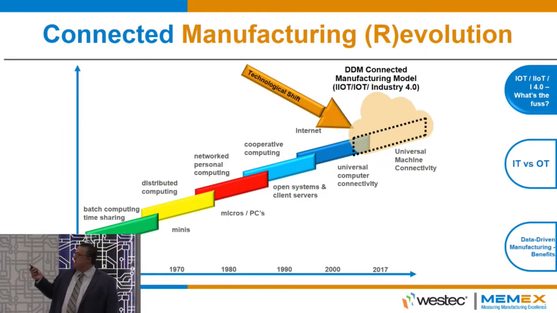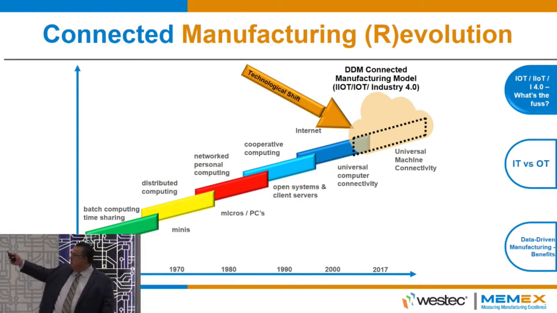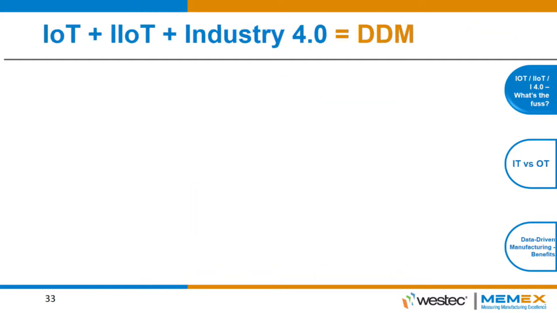So we're at a connected manufacturing revolution here. Computing started on the far left. But where we are right now is where the business runs on the network and a universal machine connectivity model, okay? We choose to call this data-driven manufacturing rather than IoT, because I think people understand that term a lot better than they do the industrial Internet of Things. What exactly does that mean? Data-driven manufacturing means exactly what it implies.